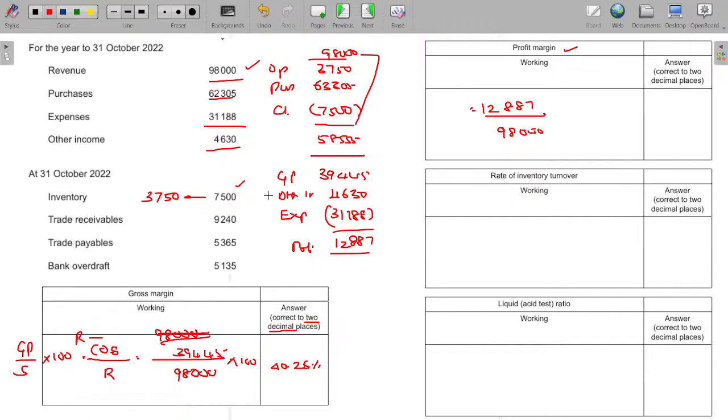Other income should be added and expenses should be subtracted, into 100. This value being 13.15 percent. 39,445, 4,630 is added, 31,188 is subtracted.